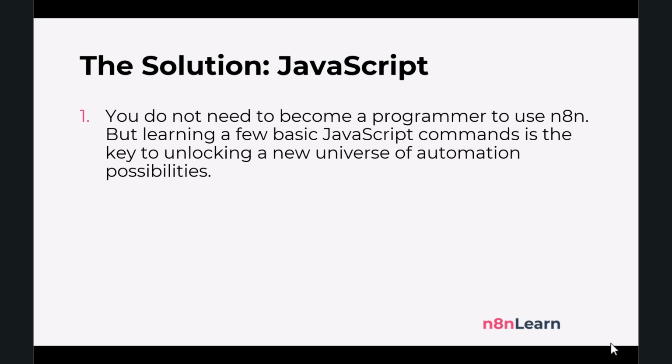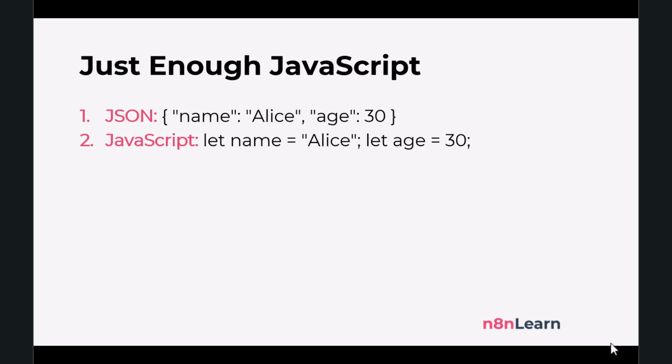Think of it this way. The standard node fields are like a restaurant menu where you can only order the preset meals. JavaScript, however, gives you access to the kitchen's raw ingredients. It lets you combine a little of this, add a little of that, and create the exact custom dish you need. Okay. The best part is you already know the basics.